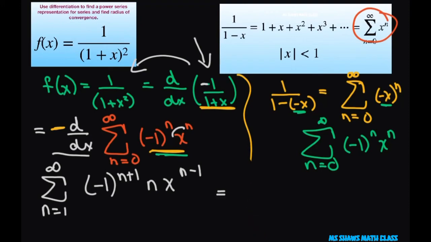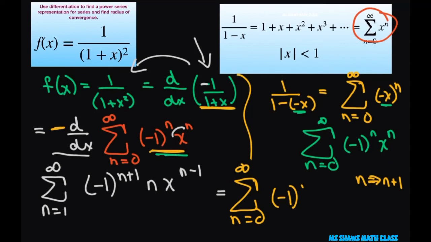All right, this can simplify to, if we substitute in n plus 1 for n, then you would write it with n equals 0 to infinity, and this would be negative 1 to the nth power, and then you'd have n plus 1 times x to the nth power. And again, your radius of convergence equals 1.